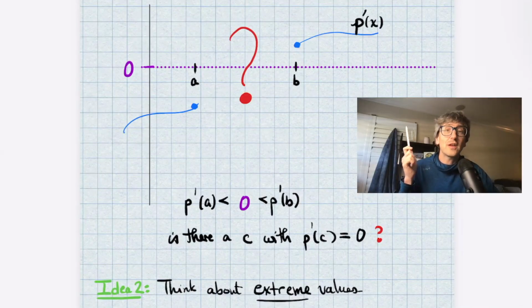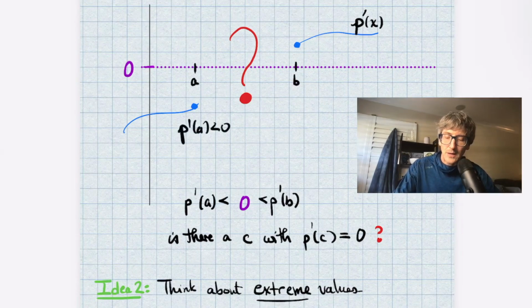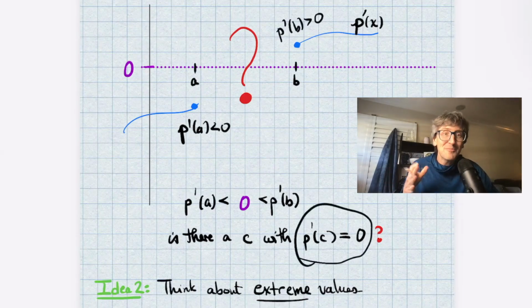I've gone ahead and shifted everything so that intermediate value is now 0. And we have our 2 points. We have that p prime of a is a negative number, and p prime of b, maybe I'll put that up here at the top, p prime of b is actually a positive number. And so we're trying to show that the function has to cross this middle line, which is equivalent to showing that there's some input that we plug in that gives us exactly 0.